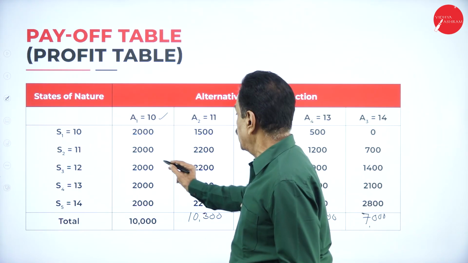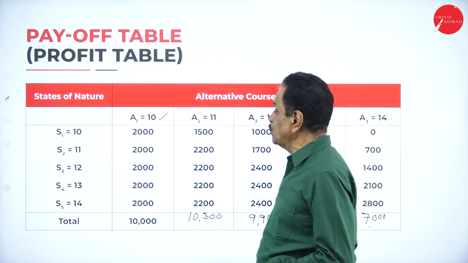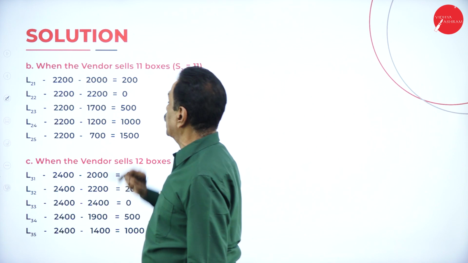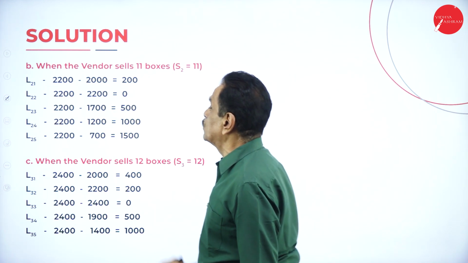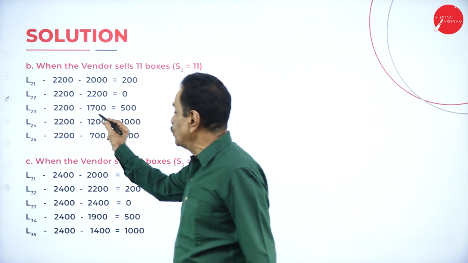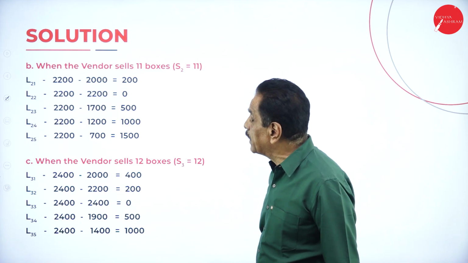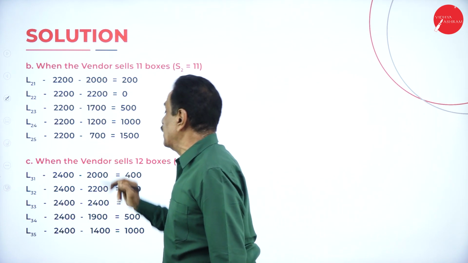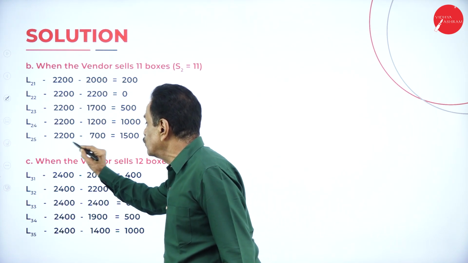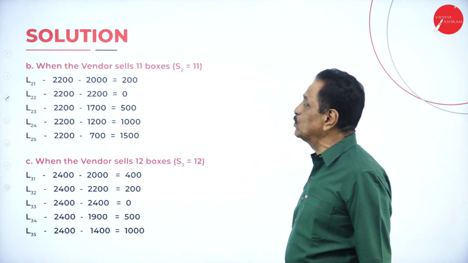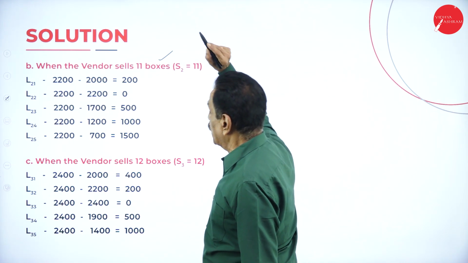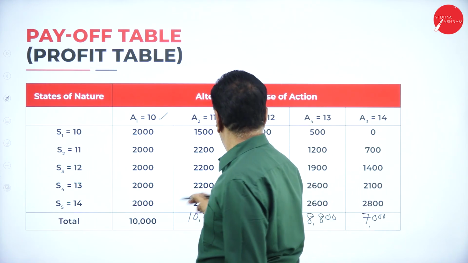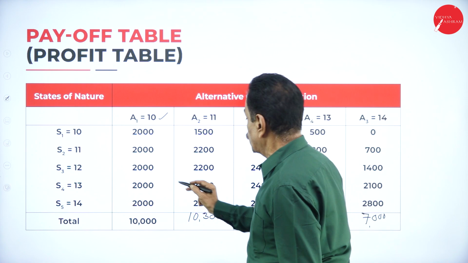For 11 boxes, the highest is 2200, so 2200 minus 2200 is 0. 2200 minus 2000 is 200. 2200 minus 1700 is 500. So you select the highest and deduct that. 2200 minus 1200 is 1000. 2200 minus 700 is 1500. This is for 11 boxes. Then 12 boxes.